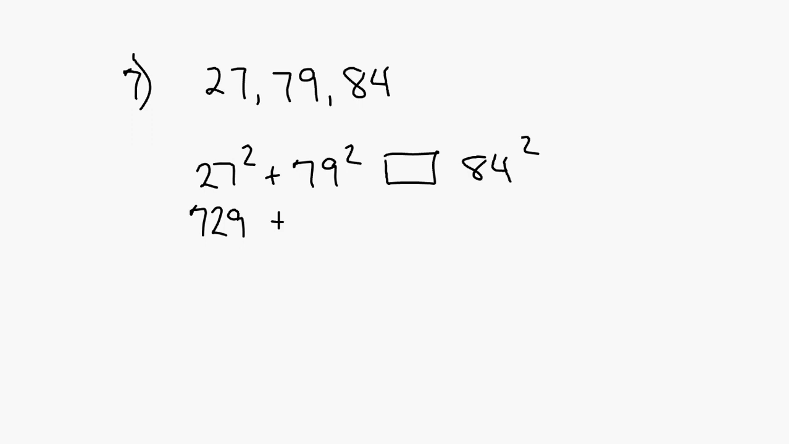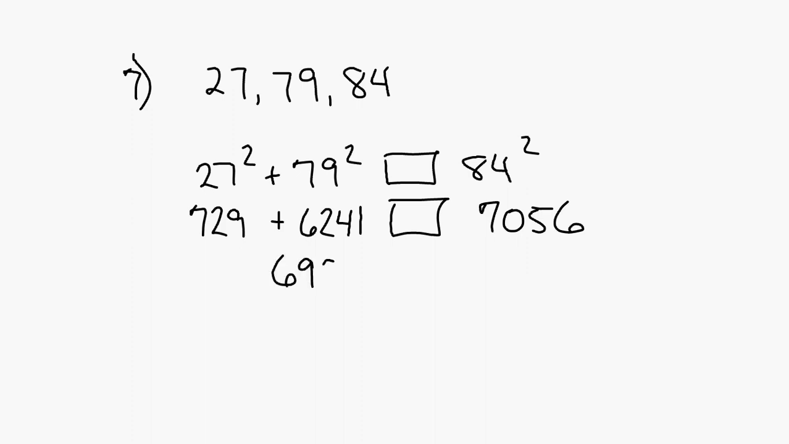$62.41. And you're comparing that to the 84 squared, $70.56. So your 729 plus your 62.41 equals 69.70. So 69.70 does not equal 70.56. So is this a right triangle? That's no.